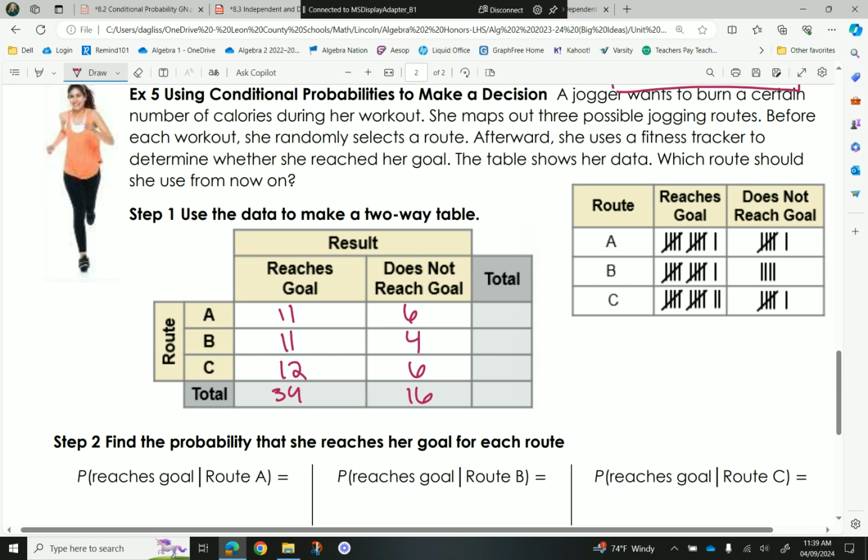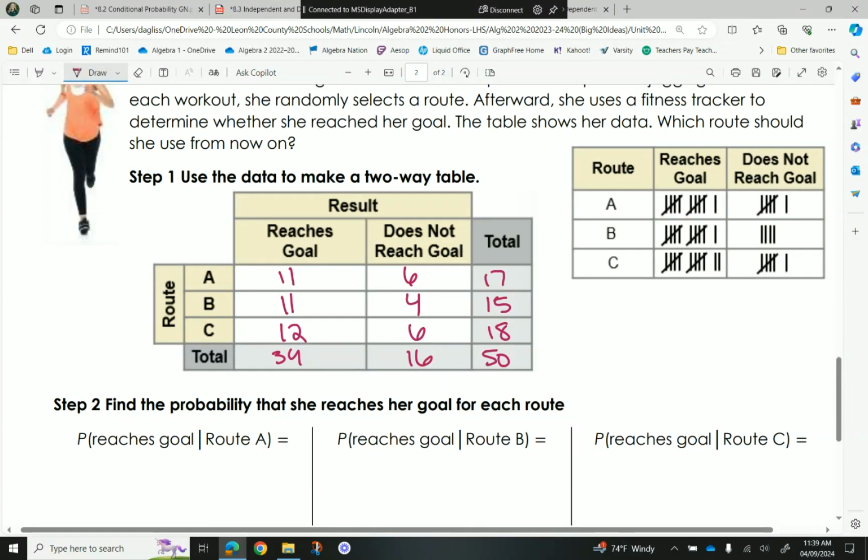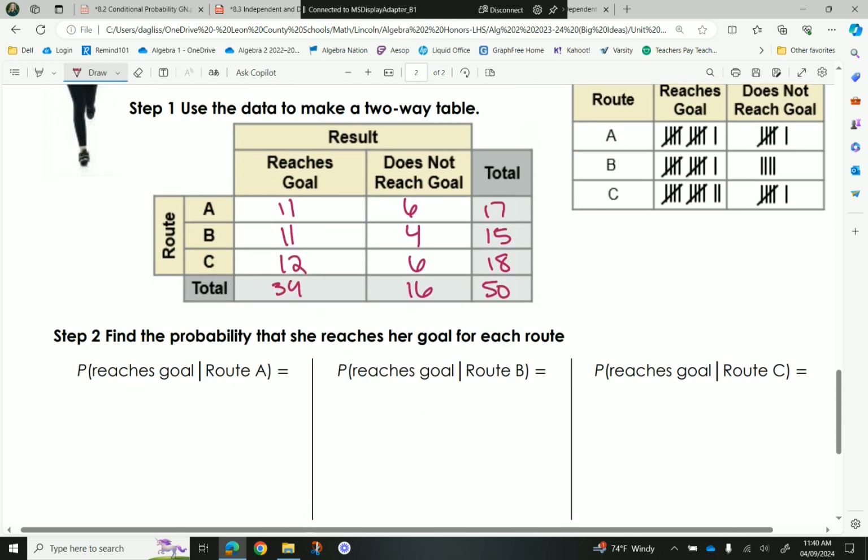16. Total for route A. Total for route B. Total for route C. 18. Total for everything. How many runs did she do? 50 runs. Right? It is. I mean, if she did it every day, it's less than 2 months, technically.